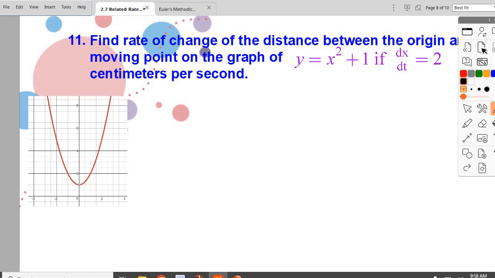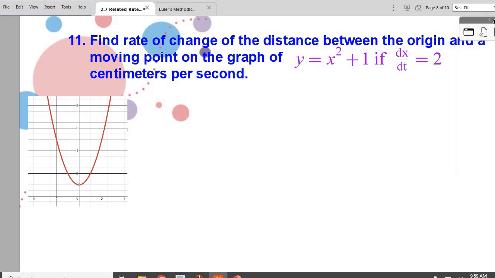This is the last one. I think we have one more. So this says, find the rate of change of the distance between the origin and a moving point on the graph of y equals x squared plus 1 if dx/dt equals 2 centimeters per second.